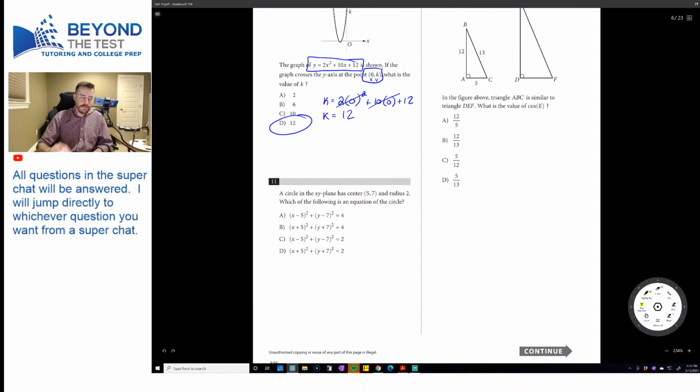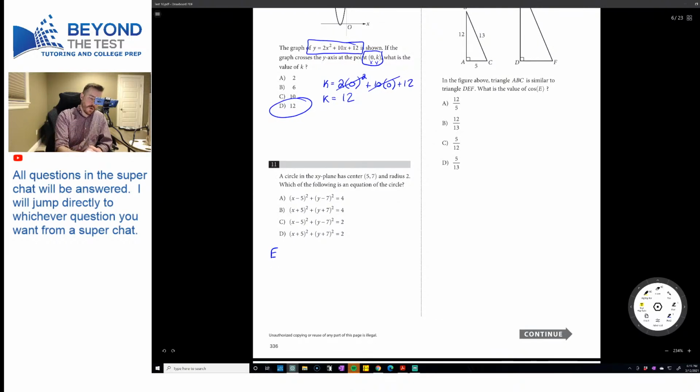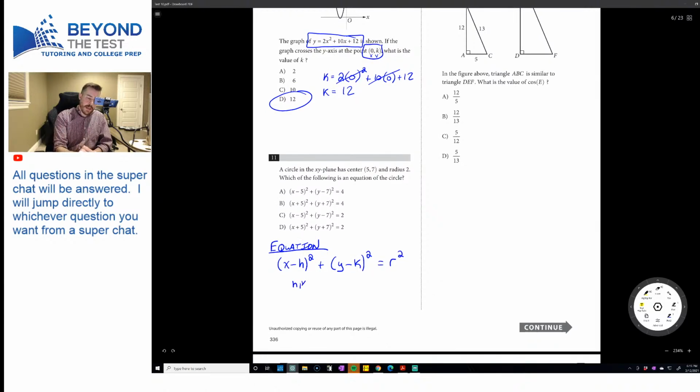Number 11 says a circle in the xy plane has a center of (5, 7) and a radius of 2. Which of the following is the equation of the circle? For this question, make sure you know the equation of a circle for this test. The equation of a circle is (x minus h) squared plus (y minus k) squared equals r squared, where (h, k) is the center of the circle and r is the radius.